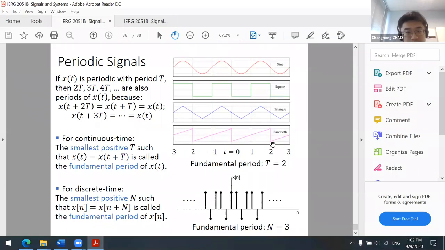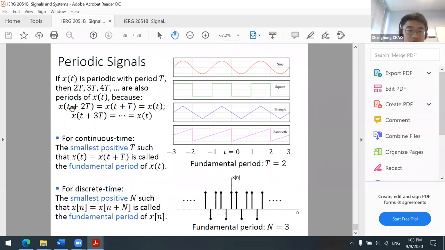X of t as an example. If it is periodic with period T, then 2T, 3T, any positive integer times T are also periods of x of t. The reason is just from the definition, because T is a period of x of t, so x of t plus T equals x of t.